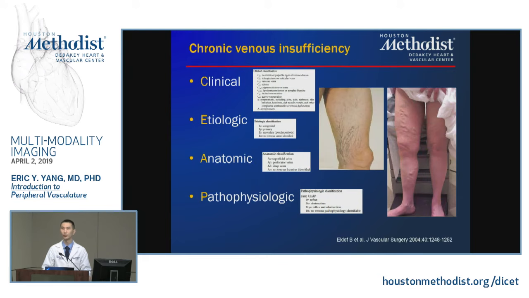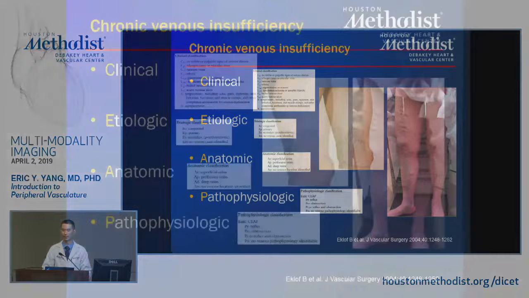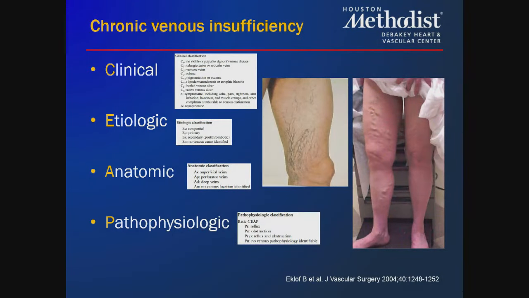In terms of venous insufficiency, there's an entire classification system here. I won't go into great detail, but this is testable. This sometimes shows up on cardiology boards as well. You should know that based on clinical, etiologic, anatomic, and pathophysiologic mechanisms, there's this entire grading scheme.